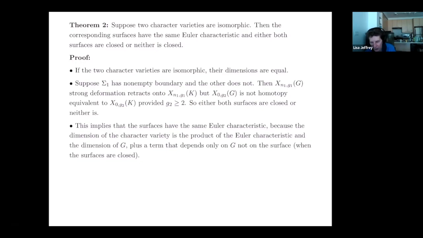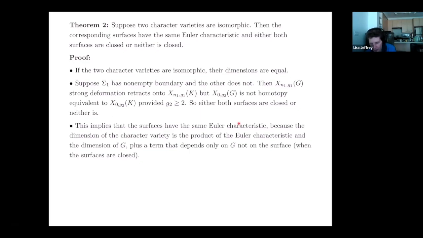This is basically because if the two character varieties are isomorphic, their dimensions are equal. And if one surface has a non-empty boundary and the other doesn't, then let's introduce K to be the maximal compact of G. Then this thing is not homotopy equivalent to the retraction of the character variety into K, as long as the genus is bigger than or equal to 2. So either both surfaces are closed or neither is.